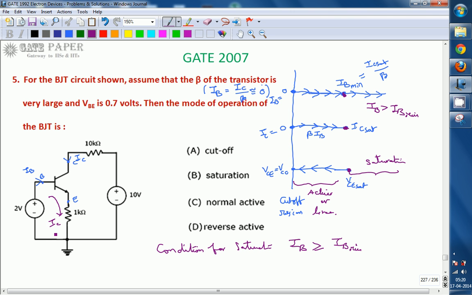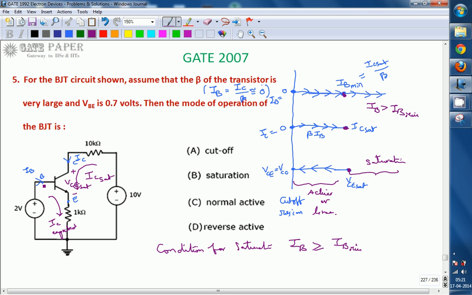This is IC expected. Under saturation, what you will expect is nothing but IC saturation. You will take this as VCE saturation. Whenever the collector to emitter voltage is taken as VCE saturation, whatever collector current results at that time is treated as IC saturation. Even though you are applying IB greater than IB minimum, you may expect a collector current using that relation.